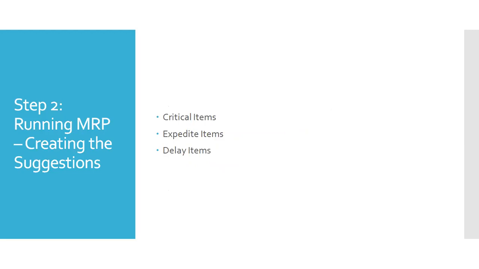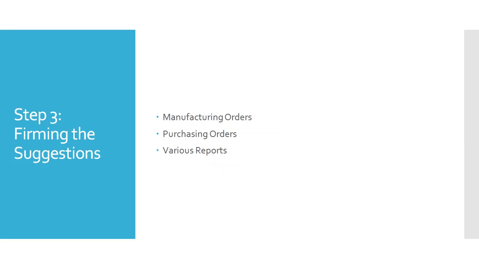How you can run the MRP by creating the suggestions, that is step 2. Critical items you have to take care of, expedite items and delay items, and forming the suggestions. How you can form the suggestions based on manufacturing orders, purchasing orders, and various reports.